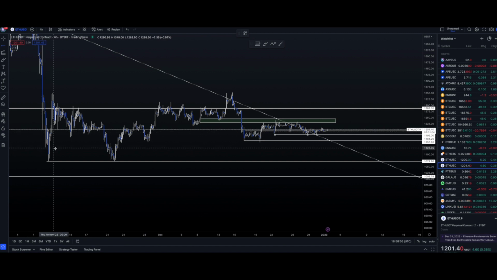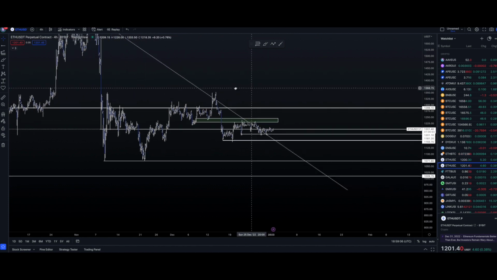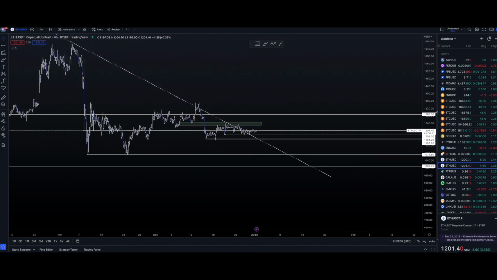See this bottom right here of November 8th of that wick? We're literally at that price point right now. So yeah, hopefully that is simple.